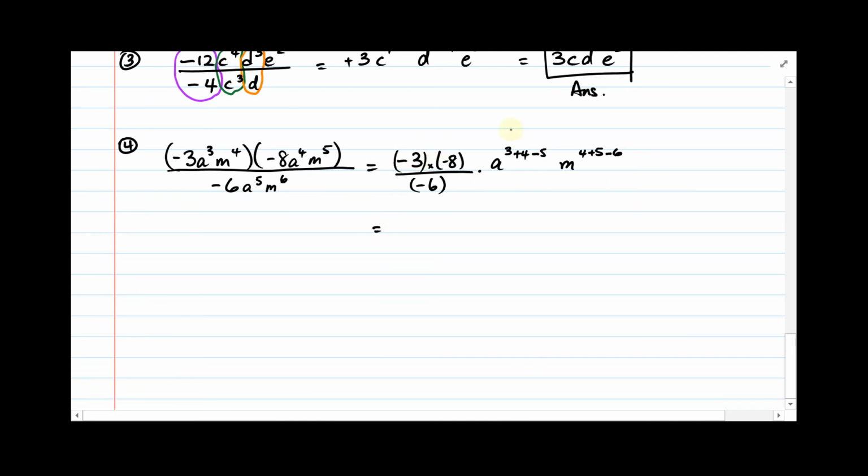Let's just simplify. Negative and negative is positive. The overall answer is going to be negative. 3 into itself is 1. 3 into 6 is 2. 2 into 8 goes 4. So I get negative 4. A to the 4 and 3 is 7. 7 minus 5 is 2. M to the 9 minus 6 is 3.